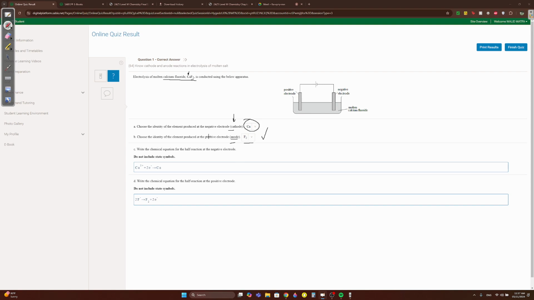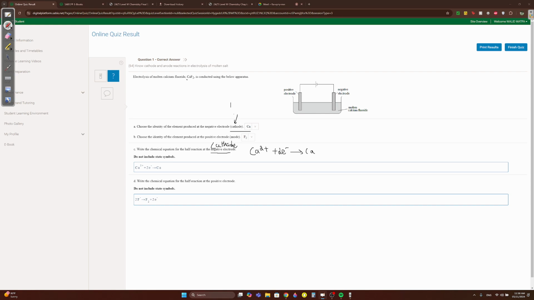Write the chemical equation for the half reaction at the negative electrode. Here, people will get confused. They're going to say negative electrode, oh, that's the anode, because they remember it from the galvanic cell. But no, we're doing electrolysis. So the negative electrode is going to be the cathode. What is produced at the cathode? Ca, always the metal being produced. So we started with Ca2 plus, and how do we change it to Ca? It needs to lose these two charges. So how do we do that? You add the electrons.